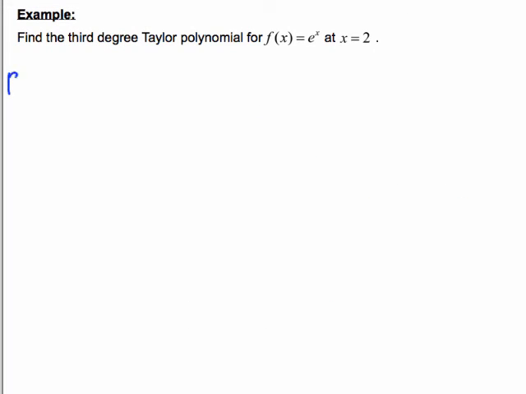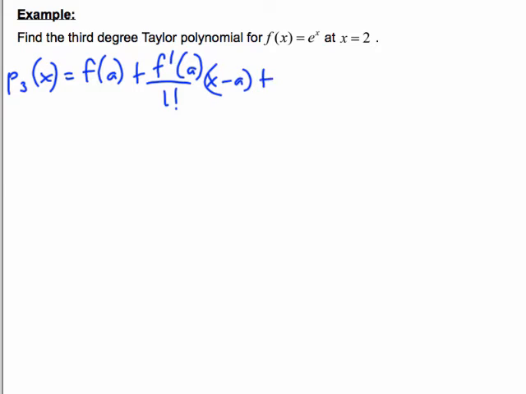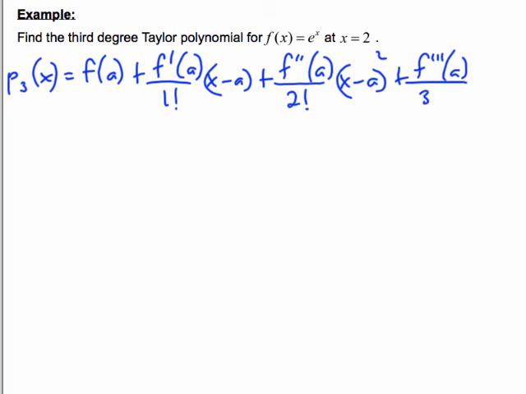So let's just write the general third degree Taylor polynomial out just to get used to it. f of a, the first derivative at a, over 1 factorial, x minus a to the first. The second derivative at a, over 2 factorial, x minus a to the second. And the third derivative at a, over 3 factorial, x minus a to the third. My a is 2.